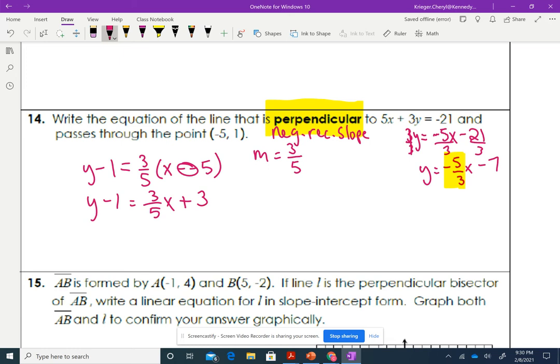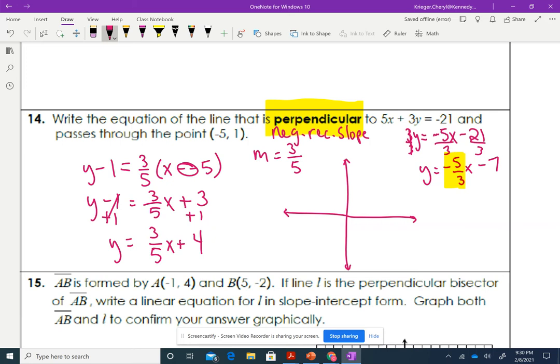And finally, we add 1 to both sides. Plus 1. y equals 3/5 x plus 4. Okay, so let's go ahead and just do a quick graph check to make sure we're on the right track here. So here's my coordinate grid, x and y axis.